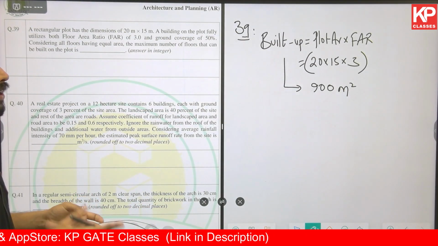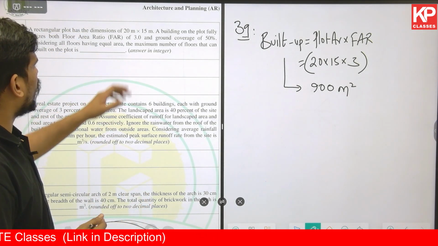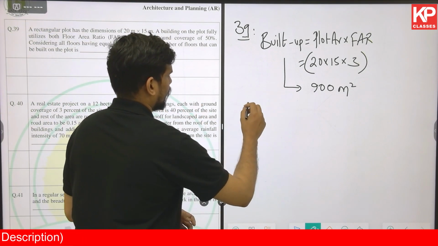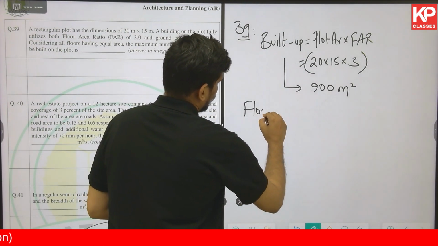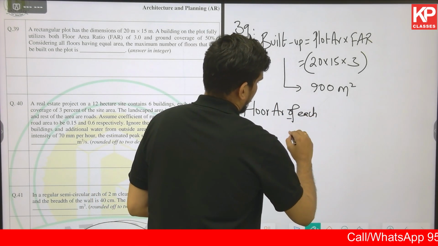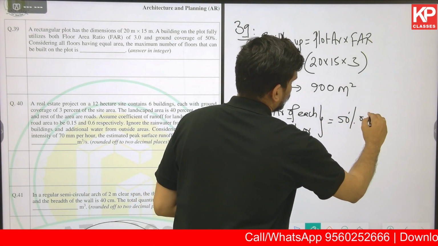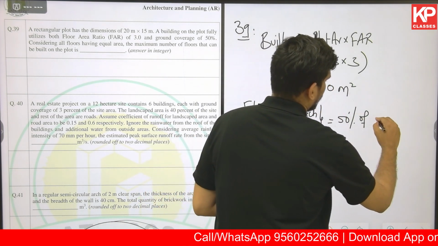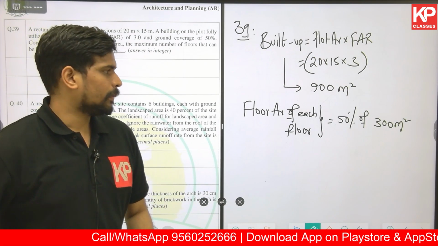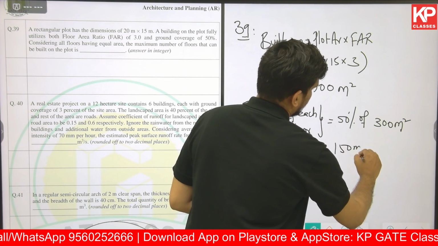And the ground coverage, which is basically the floor area of every floor, considering all floors are of equal area, they are saying. So each floor area is 50% of the plot area. So the floor area of each floor, that's same and uniform, will be 50% of the plot area. Plot area is 20 meter into 15 meters, that's 300 square meters. The floor area of each floor level is 150 square meters.